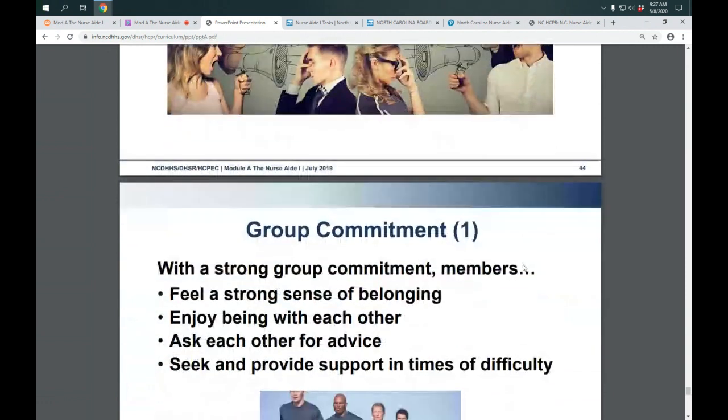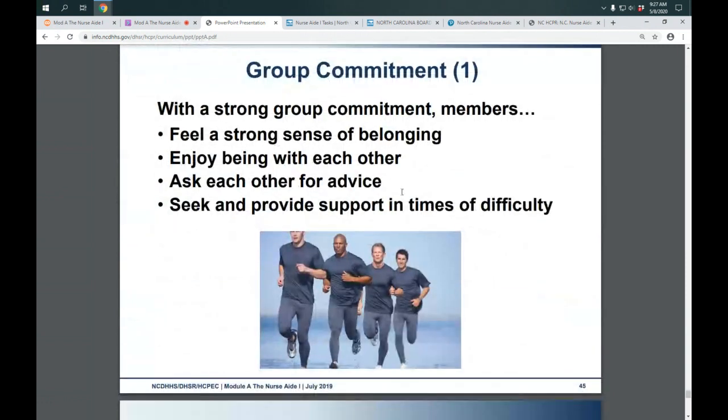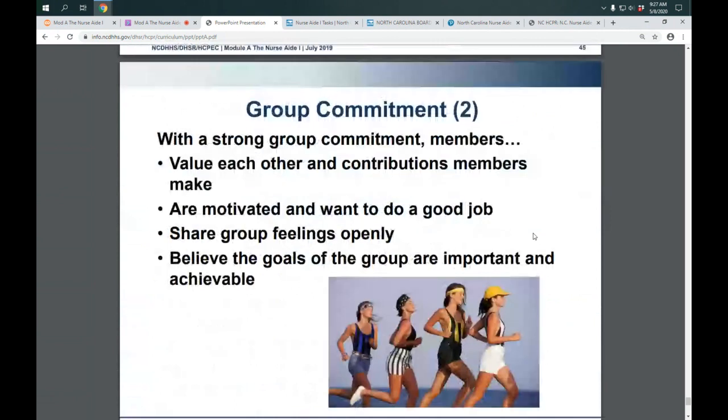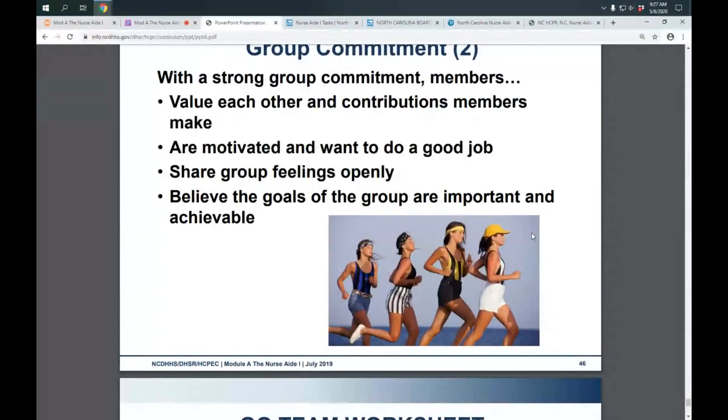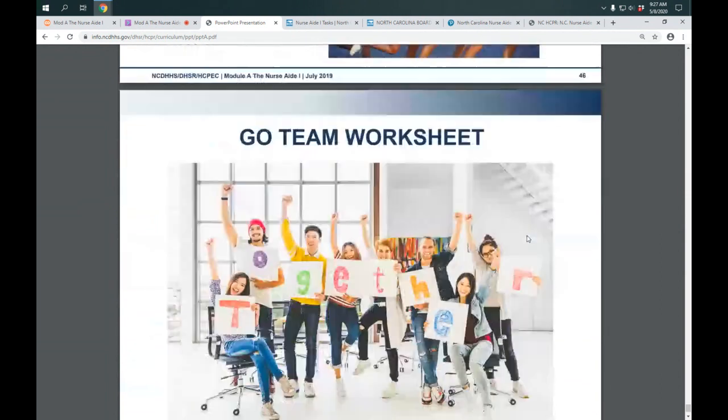Now, if you have that team that works together, they feel a strong sense of belonging. They enjoy being with each other. They ask each other for advice, and they seek and provide support in times of difficulty. With a strong group, everybody values each other. They're motivated to do a good job. They share group feelings openly, and they believe the goal of the group is important and achievable.